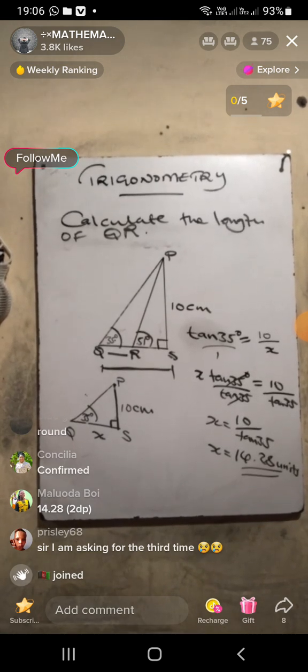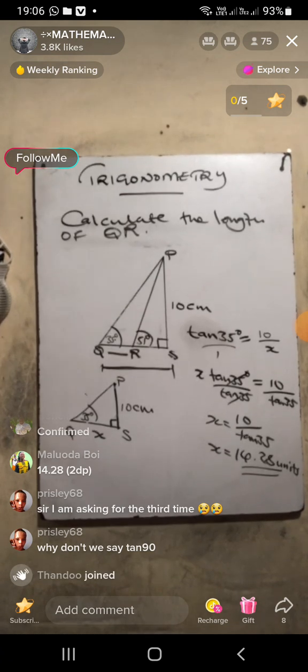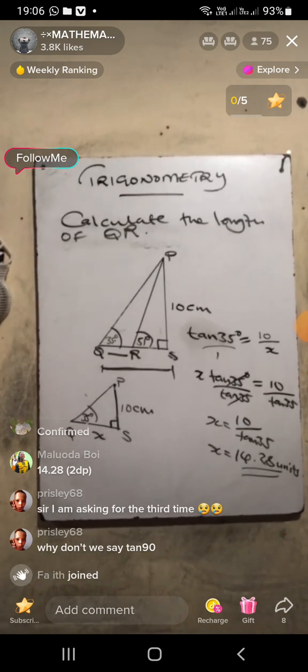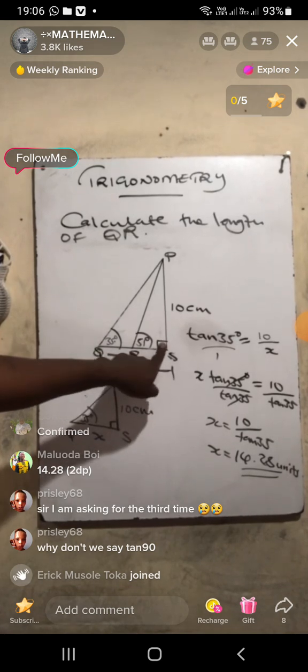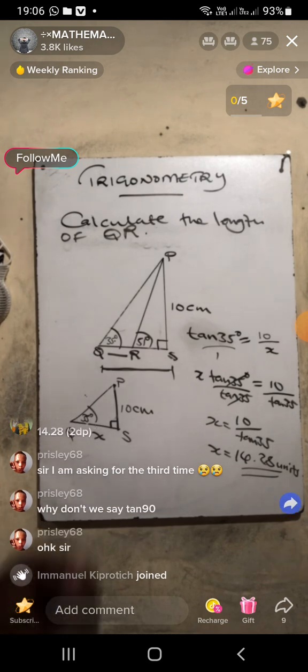Why don't we say tan 90, if I may ask? No, we can't use tan 90, just because of that angle. Tan 90 is a math error. There's nothing like tan 90. It's undefined.